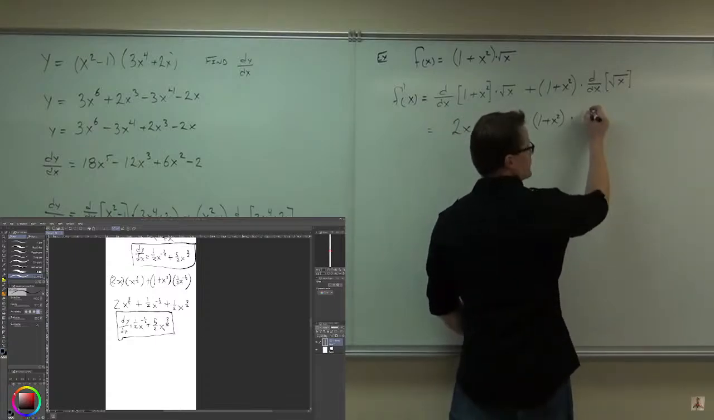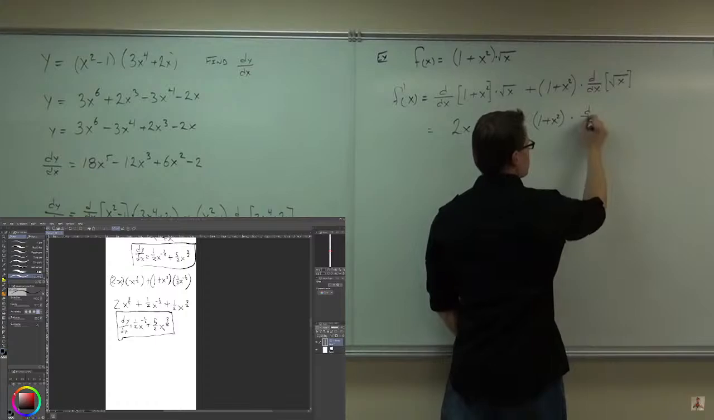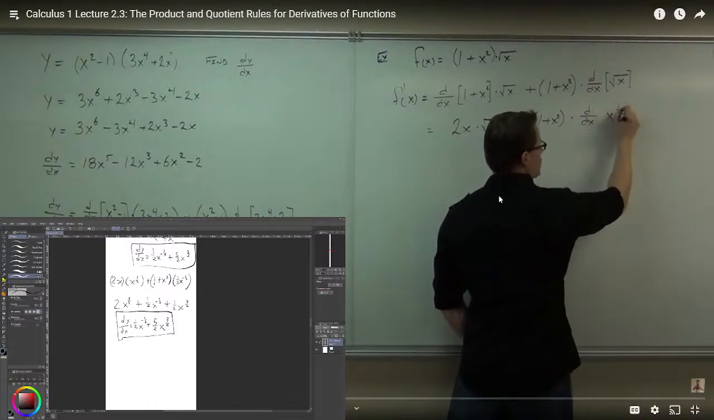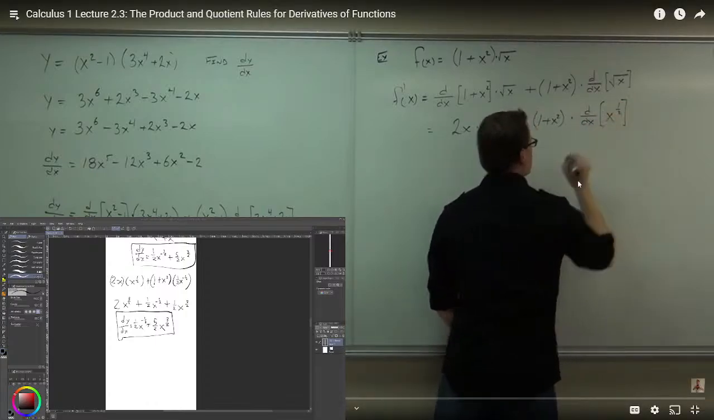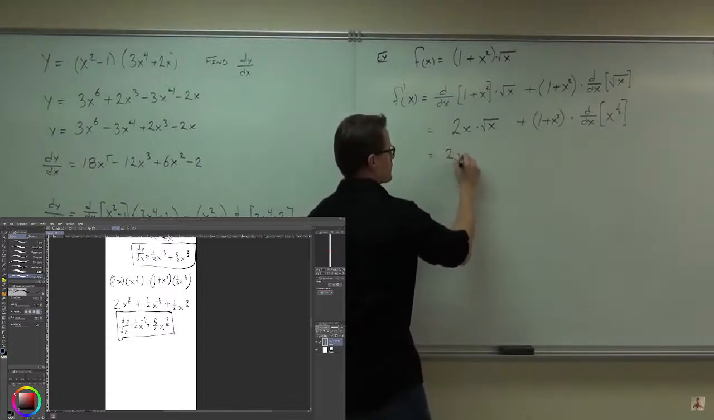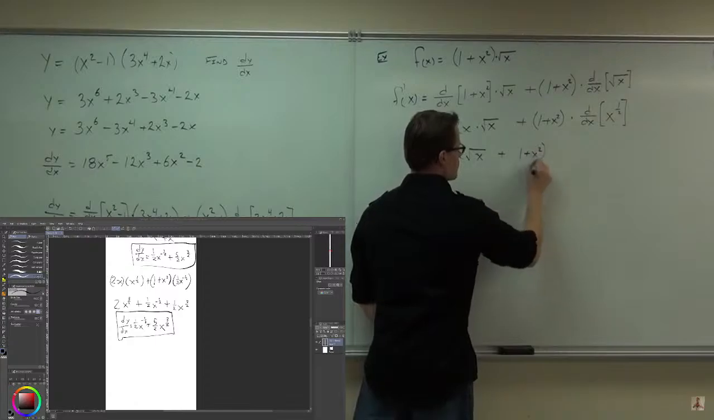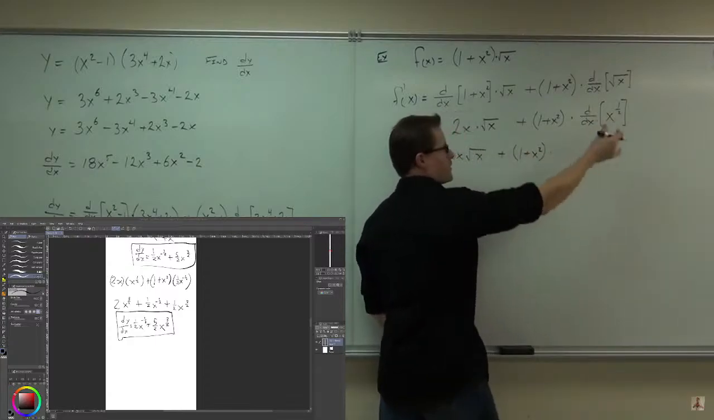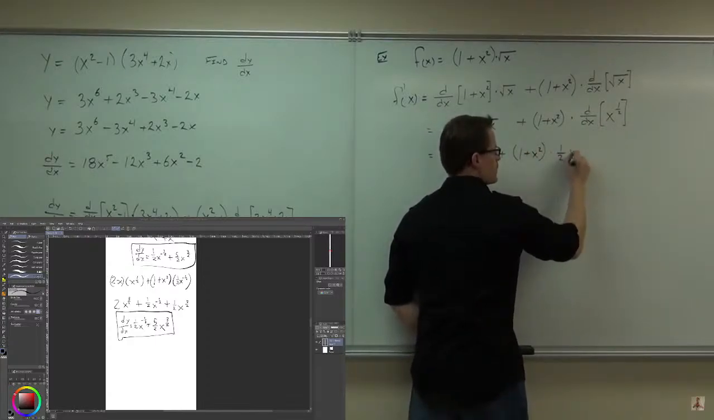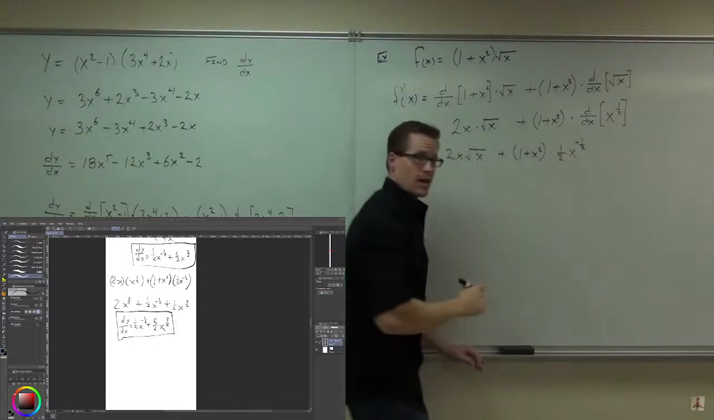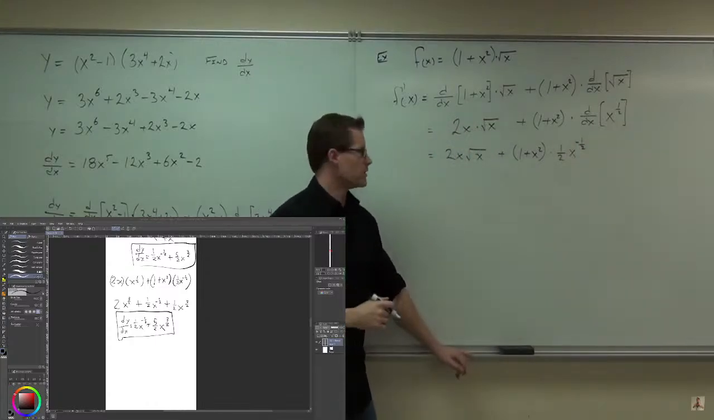So if we did, I'll write the extra step so you can see it. We do x to the 1/2. If we take that derivative, that's 1/2 x to the negative 1/2. Did you get 1/2 x to the negative 1/2? Mm-hmm. Cool deal, all right, very good.